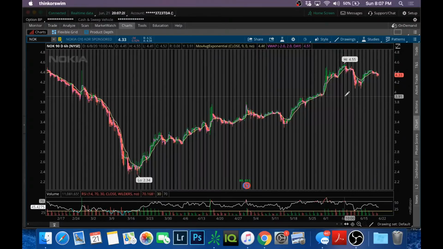I think it's good for long term. If you hold it for at least like a year, I think it would be very, very good. I would put it in my 401k or whatever.